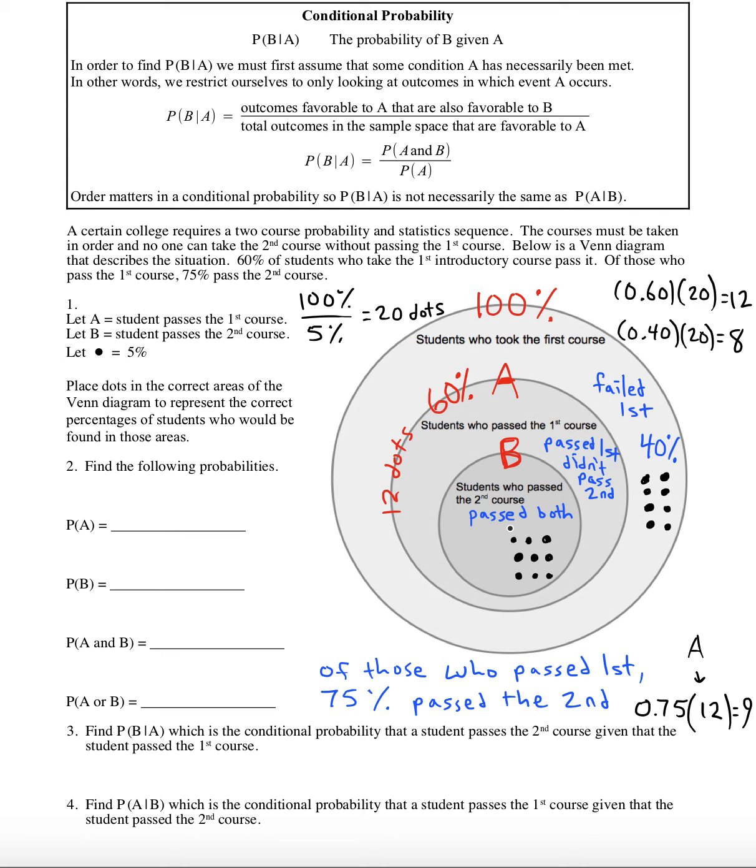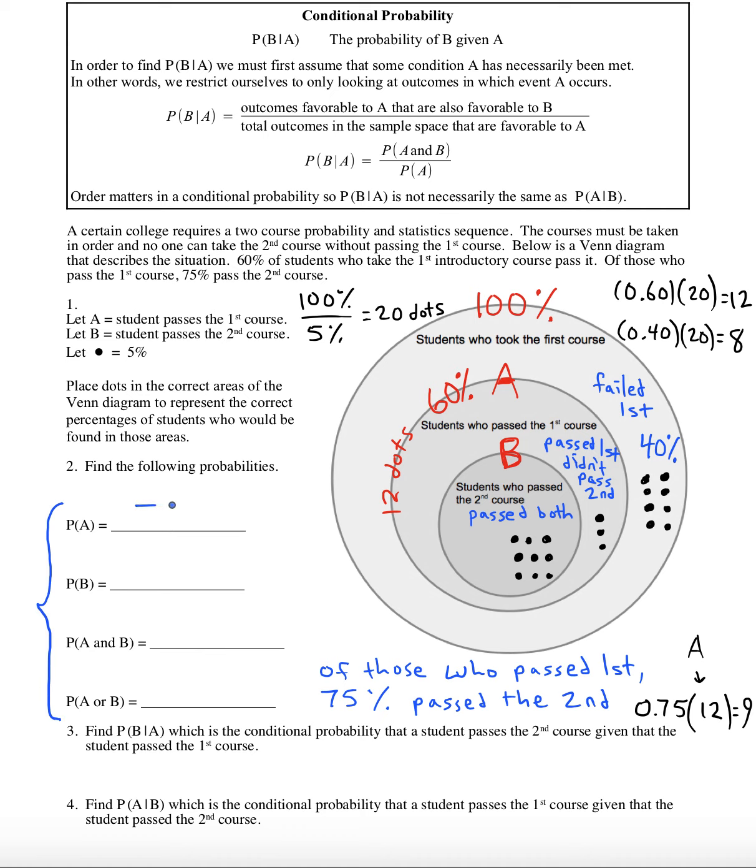All right, how many dots does that leave in the middle ring? 3. And now the diagram's complete. So we can use our diagram now to find probabilities. And notice that these probabilities are not conditional probabilities.